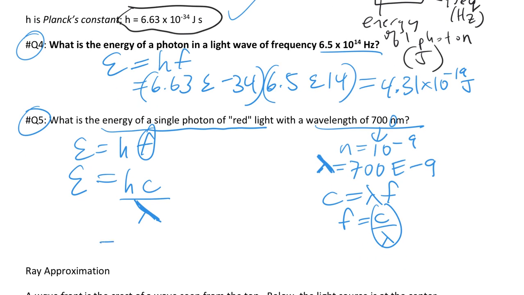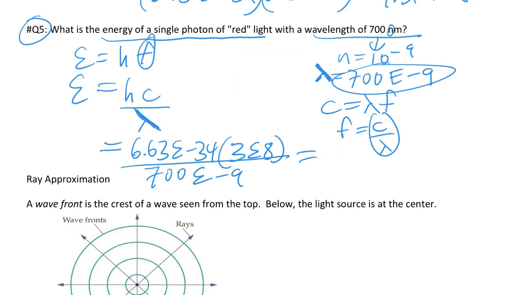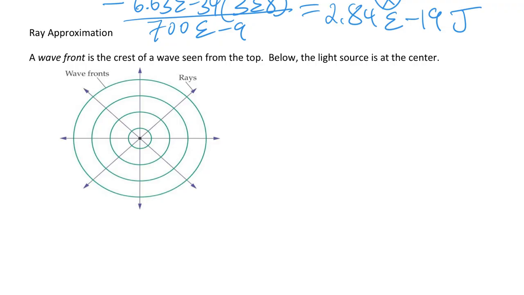Now I plug in. 6.63 e to the negative 34 is what h is. c is 3 e to the 8. And the wavelength is 700 e to the negative 9. And I'm getting 2.84 e to the negative 19 joules.